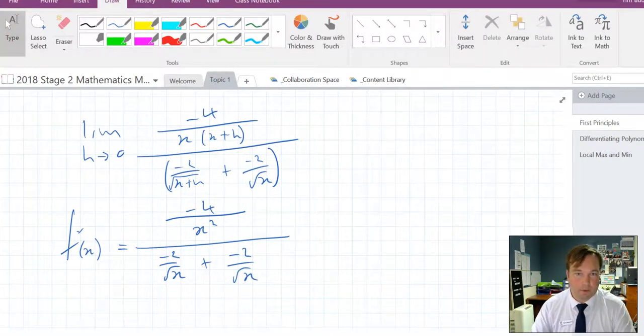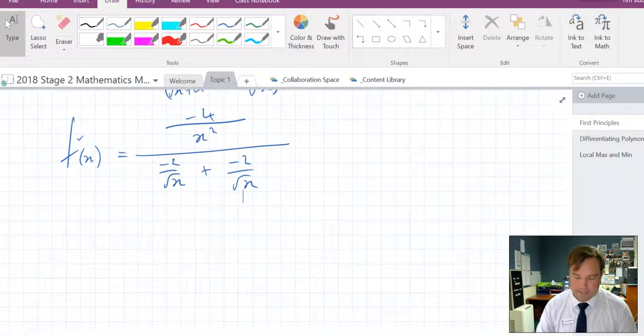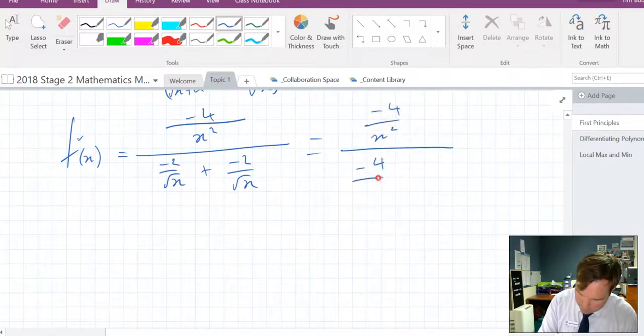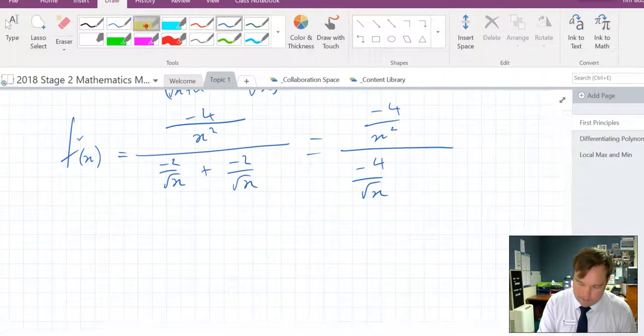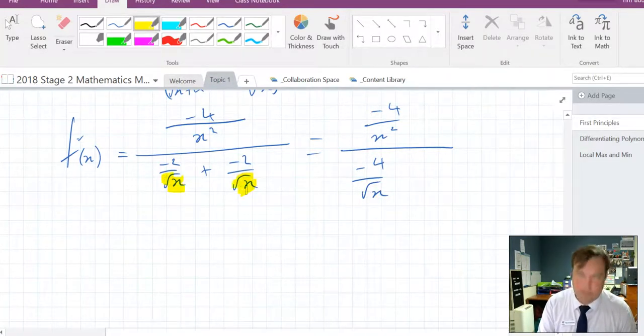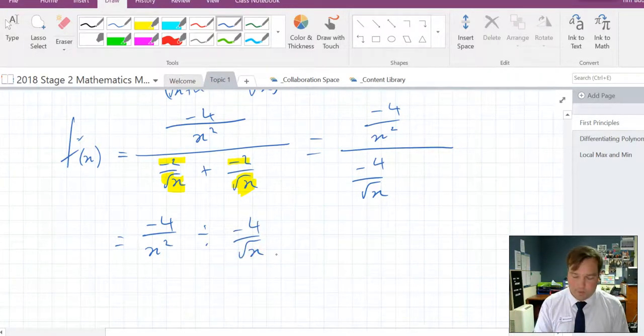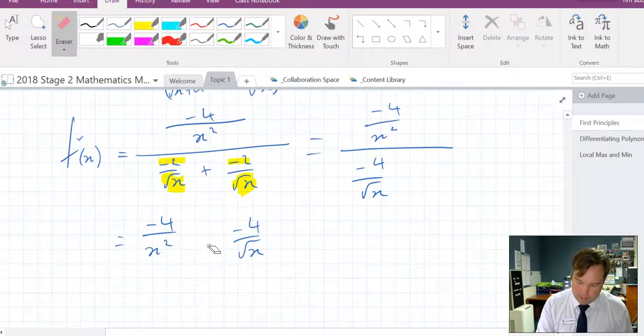And it looks nothing like what we're aiming for, so we have a bit of algebra to fix it up. Fixing it up looks a bit like this. Minus 4 on x squared over minus 4 on root x. I hope you're happy that these two are common denominators, so we can just add the top, giving us that. Now here we have minus 4 on x squared divided by minus 4 on root x. Now for those of you who remember how fractions work, you can keep, change, flip. Keep the first fraction, change this to a multiply, and flip the second one.